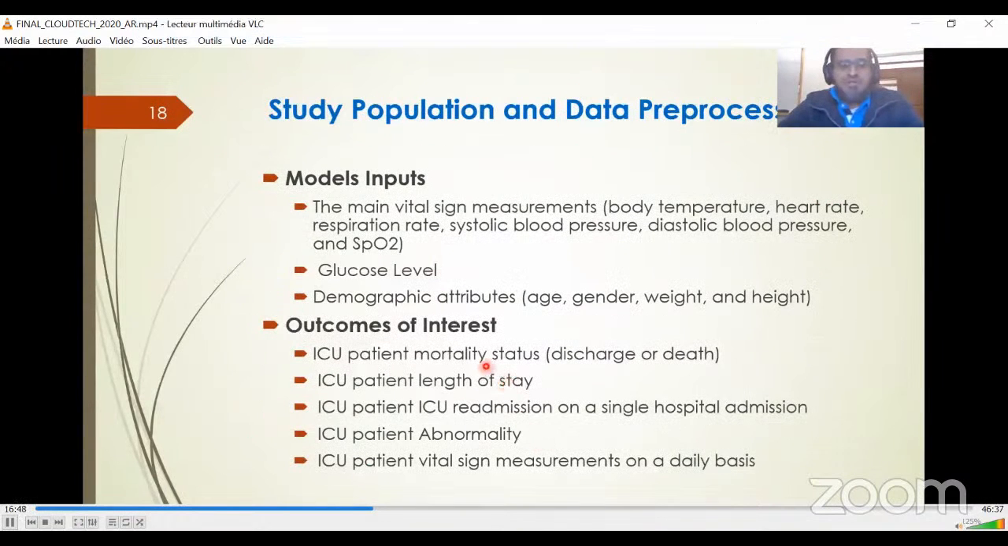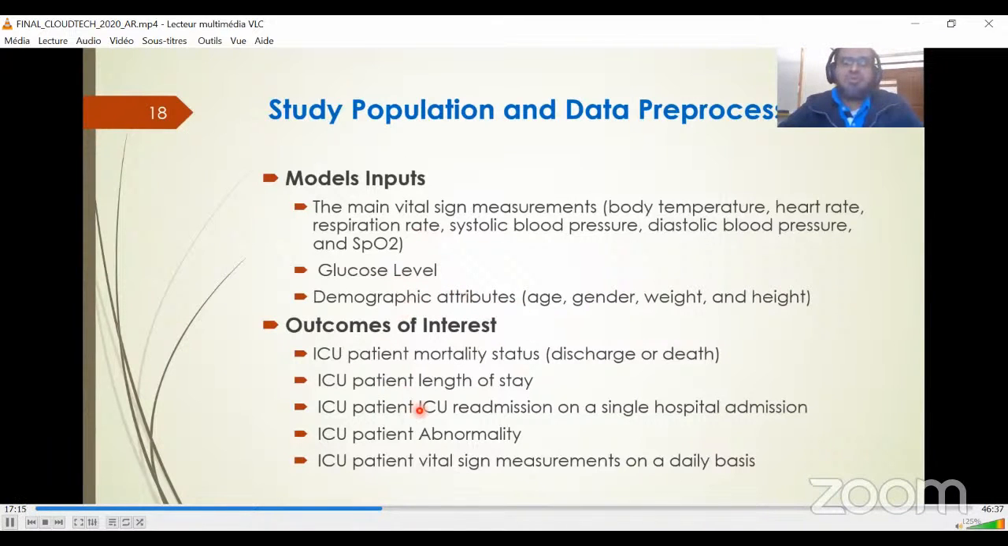In Intelligent ICU patient monitoring, we extract all the inputs from the MIMIC. We extract the vital signs measurements: body temperature, heart rate, respiration rate, systolic blood pressure, diastolic blood pressure, and SpO2. Also, we include the glucose level. Some are considered a vital sign, others not. Demographic attributes: age, gender, weight, and height.